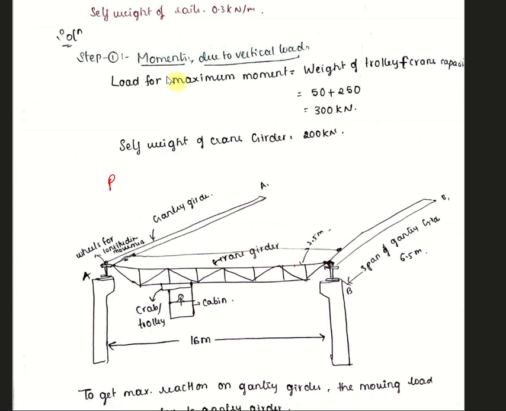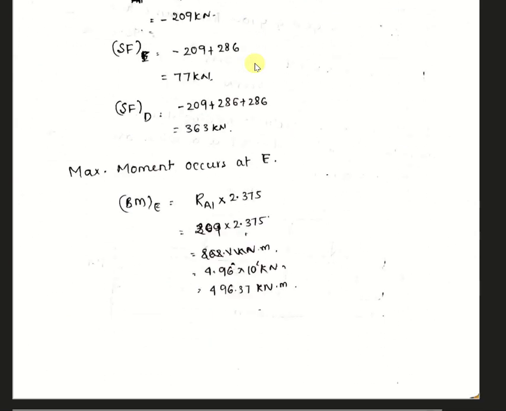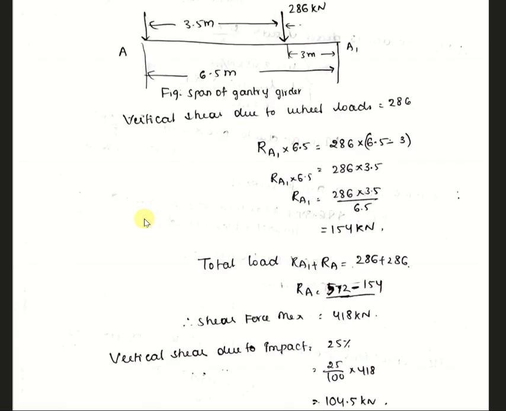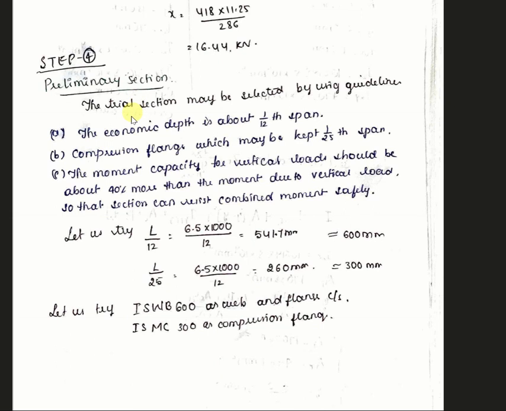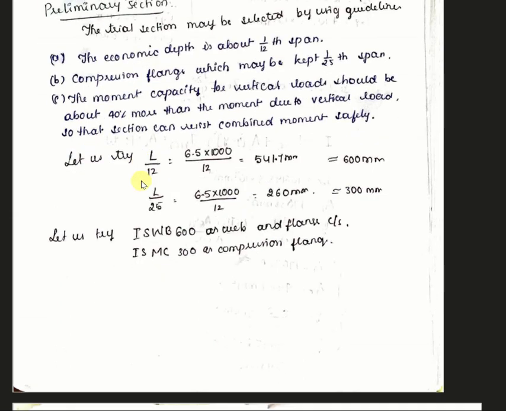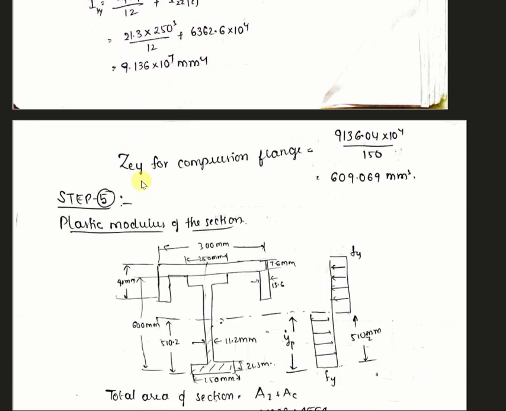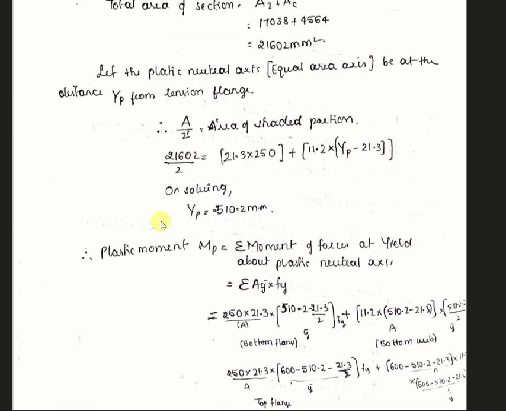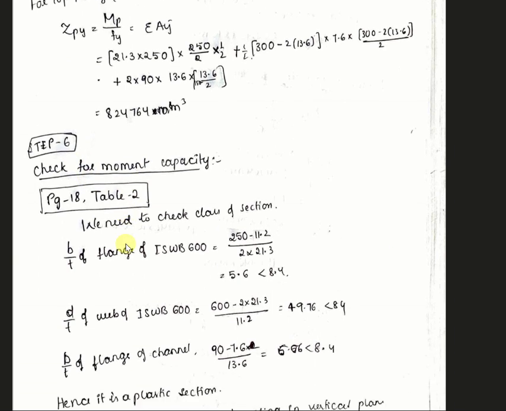So firstly we have to calculate the moments due to vertical loads. In the second step we have to calculate the moments due to horizontal loads. Here maximum moment due to horizontal loads we have to calculate. In third step we have to calculate the shear force. So in fourth step we have to assume the preliminary section based on the values we got in the previous steps. And in the next step, we have to find out the plastic modulus of the assumed section. So in the step 6, we have to find out check for moment capacity.